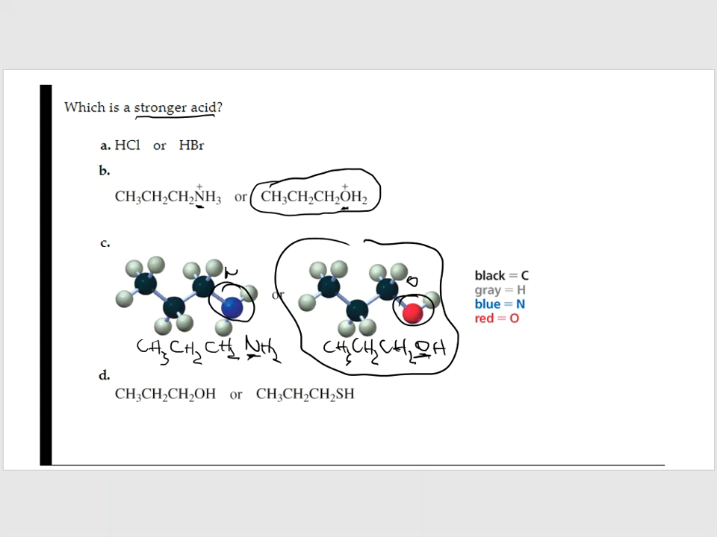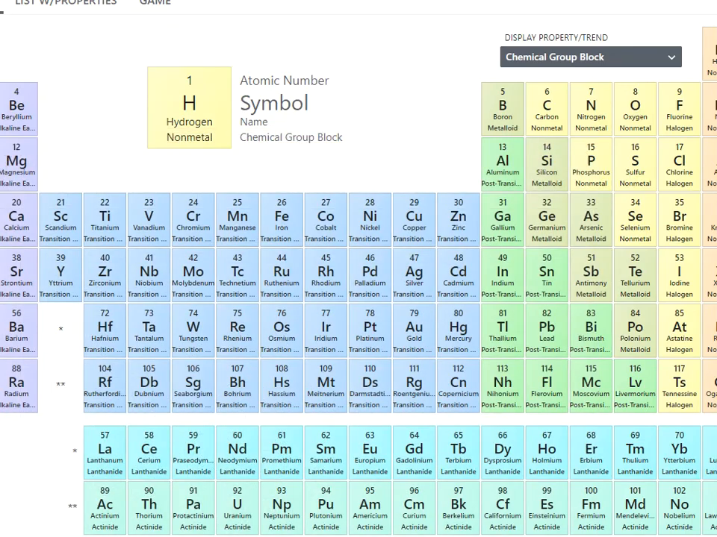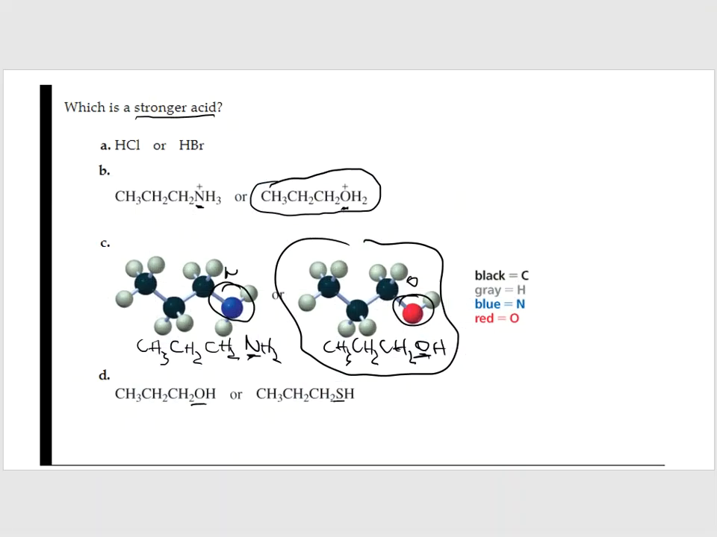D, CH3, CH2, CH2OH, and then we also have CH3, CH2, CH2SH. The difference is O and S. On the periodic table, I go here, O and S. They're not in the same row. Electronegativity does not play a role. It's size. So sulfur is bigger. That means hydrogen is further away. There's less attraction there. And hydrogen can easily be removed compared to the O one. So sulfur is going to be a better acid than the oxygen. So in this question, I'm going to circle the sulfur-containing ones. Okay?